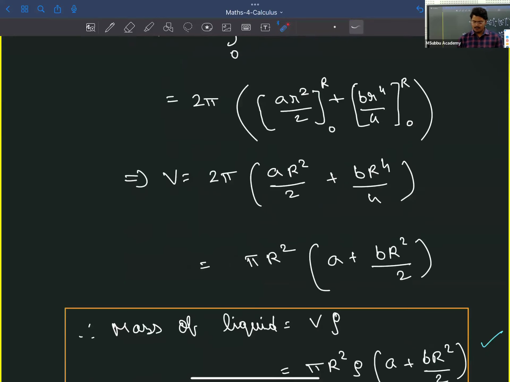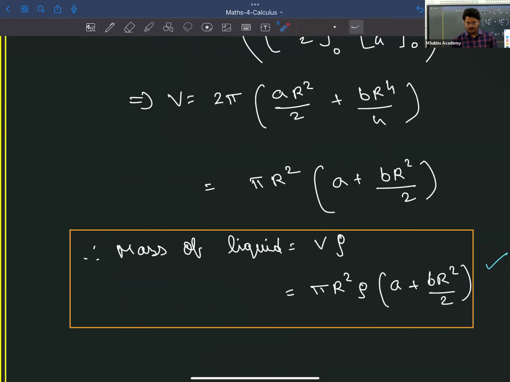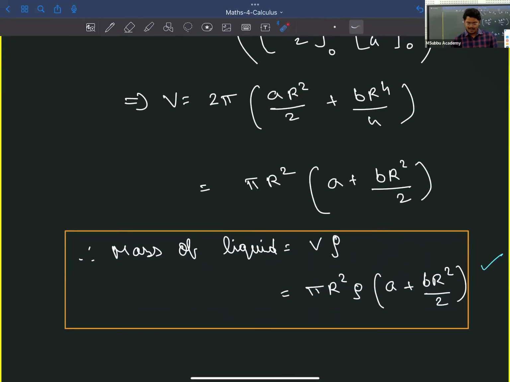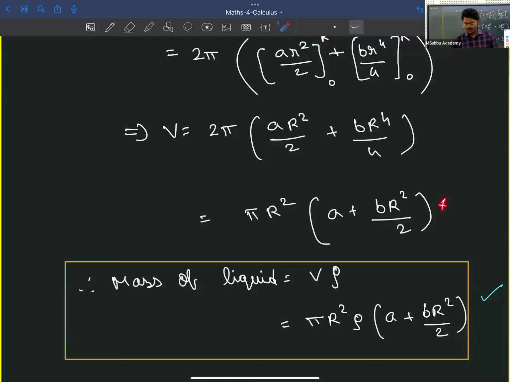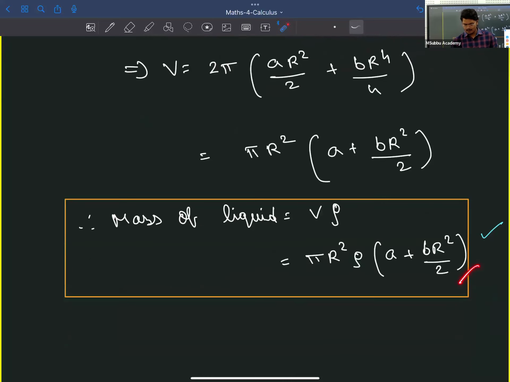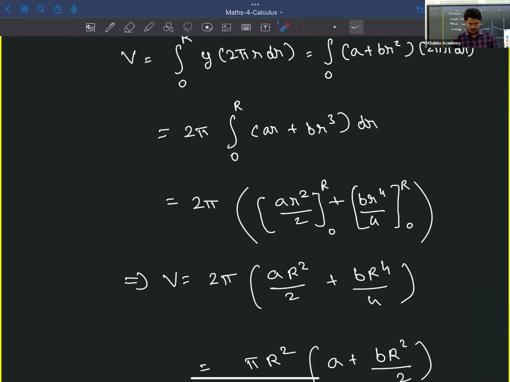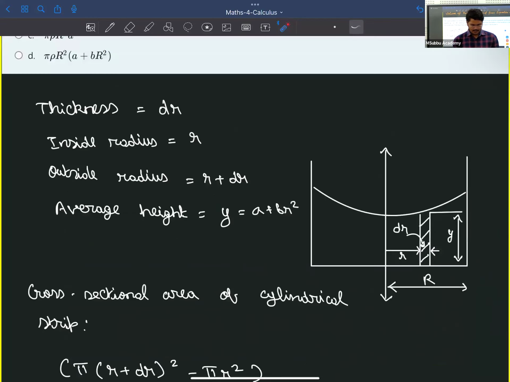So the volume we get is 2 pi into a R square by 2 plus b R power 4 by 4. This is the volume. You can take R square common. Now the mass of the liquid is the volume into density. So this will be your answer.